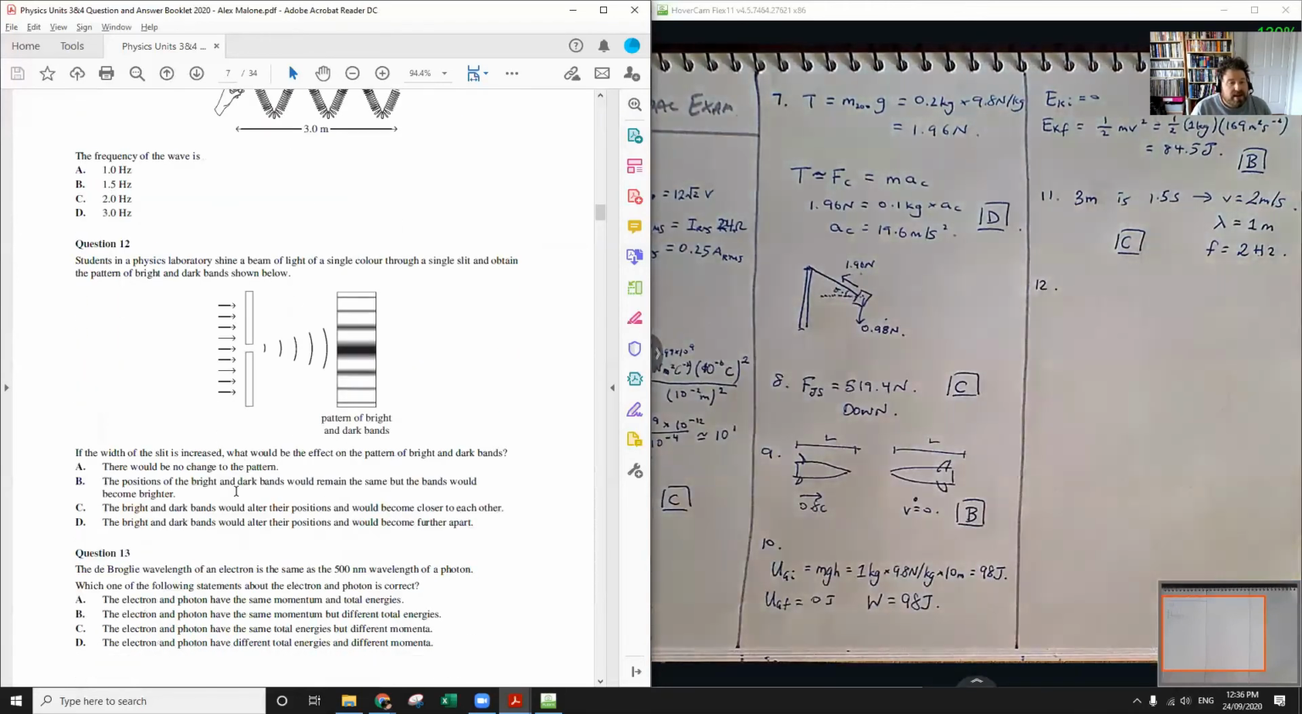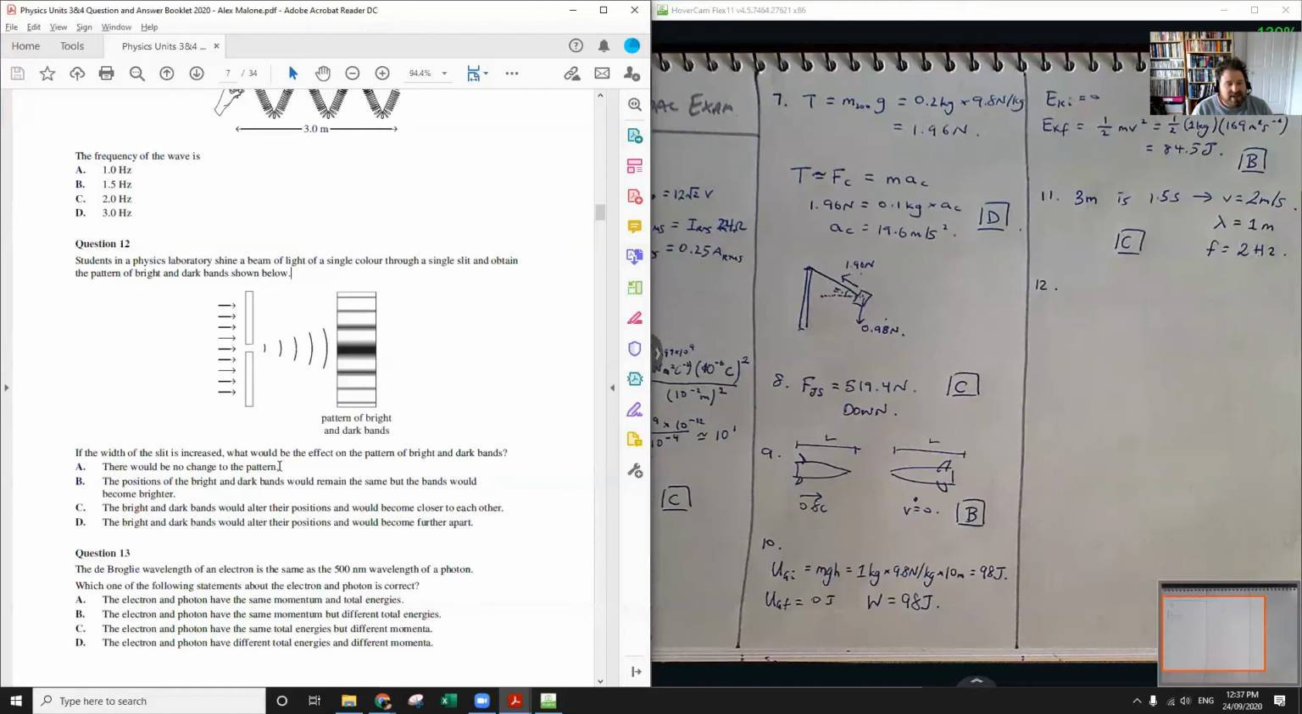Okay. Students in a lab shine a beam of light of a single color through a single slit. Single slit diffraction is not in the VCAA course anymore. Okay, they've missed this. If the width of the slit was increased, what would the effect be on the pattern of bright and dark bands? So do not worry if you didn't get this question. It's been cut. But anyway, if the width of the slit increased, what would be the effect?